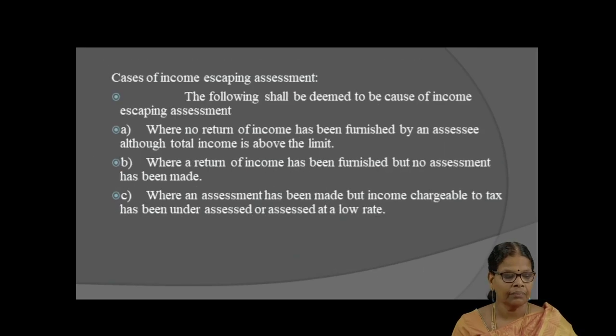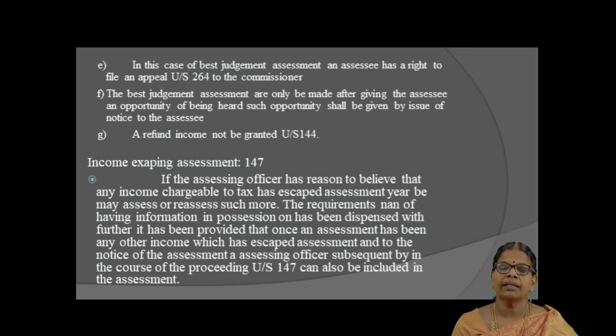Next one is income escaping assessment. In that case, the assessee has escaped some income. He has concealed some material facts. Sometimes he may ignore some material facts. For example, if a person is having two houses, one self-occupied and another let out, he completely ignores or conceals the house which has been let out, and says that I am having only one house. Any income like that he has concealed.